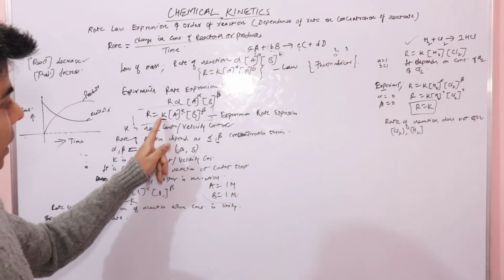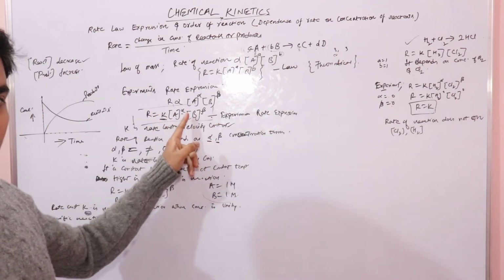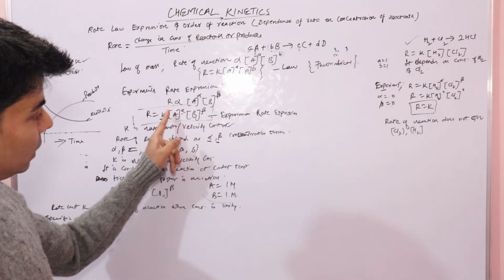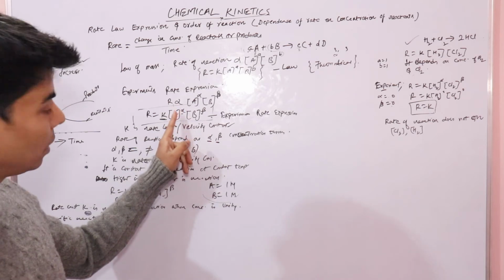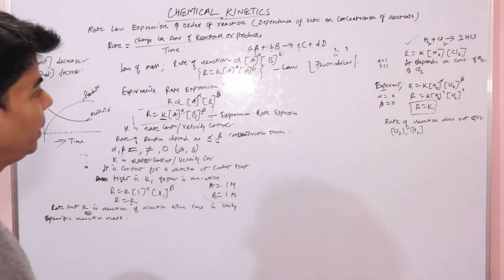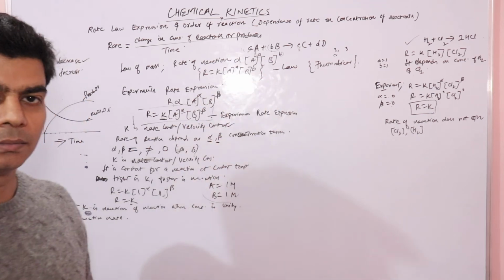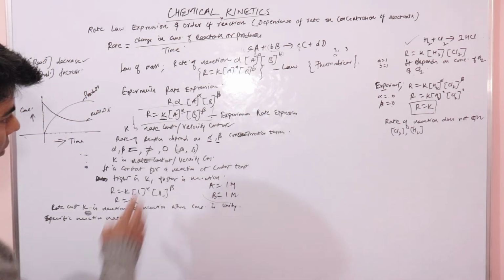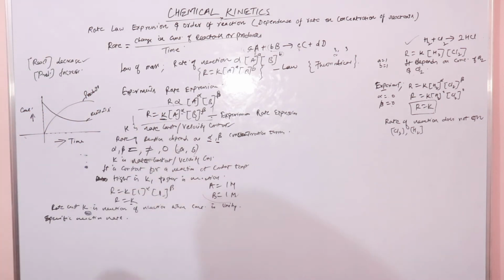So here we write the rate law expression experimentally as concentration terms raised to the power of alpha and beta, right, which may or may not be equal to a and b, and it may be equal to 0 as we found here, right? And K is your rate constant or velocity constant.